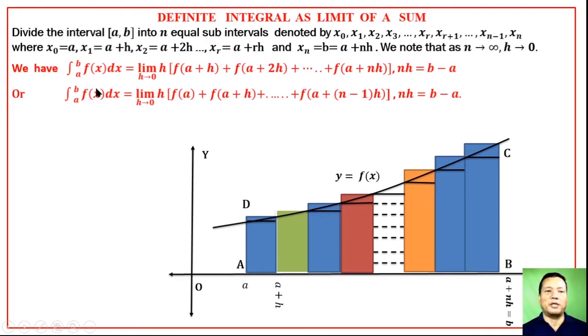The area of the region bounded by this curve, the ordinate at x equal to a, the ordinate at x equal to b, and the x axis.